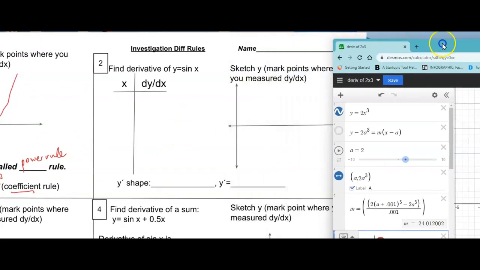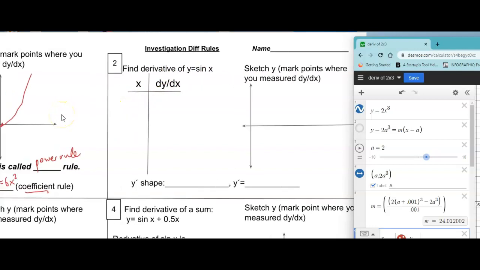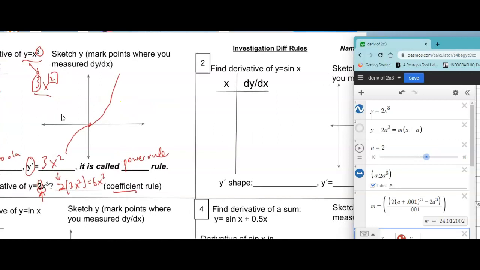Okay? All right, let's go to the second box here. I'm going to move this to the side. Now we're going to work on the derivative of y equals sine x. We're going to do the exact same process. By the way, the points that we measured dy/dx at, we did at 0, at 0.5, at 1, and also at 2, right?